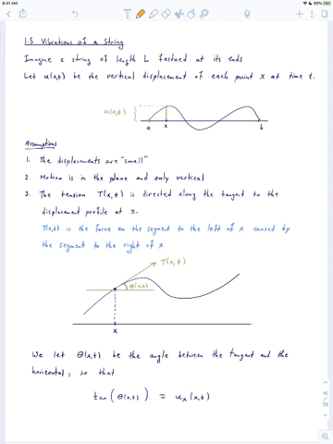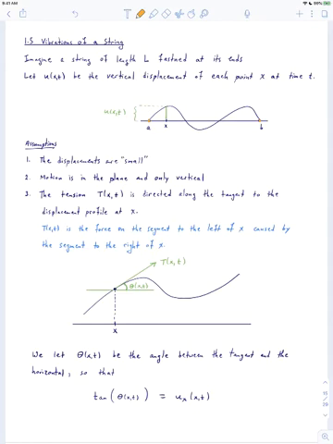So these are fixed. Let u be the vertical displacement of each point at a given x and a given time t. So if we fix a specific time t and look at a specific x, then the vertical displacement is given by u(x,t). This is our vertical displacement function. We're going to make some assumptions about it.